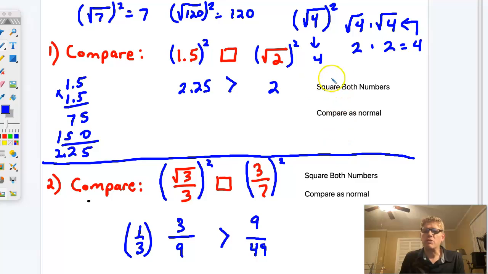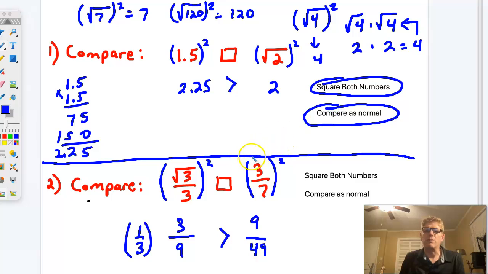And that's really all there is to it. The first thing you do is square both numbers. Second thing you do is compare them just like you would any other set of numbers. That's it.